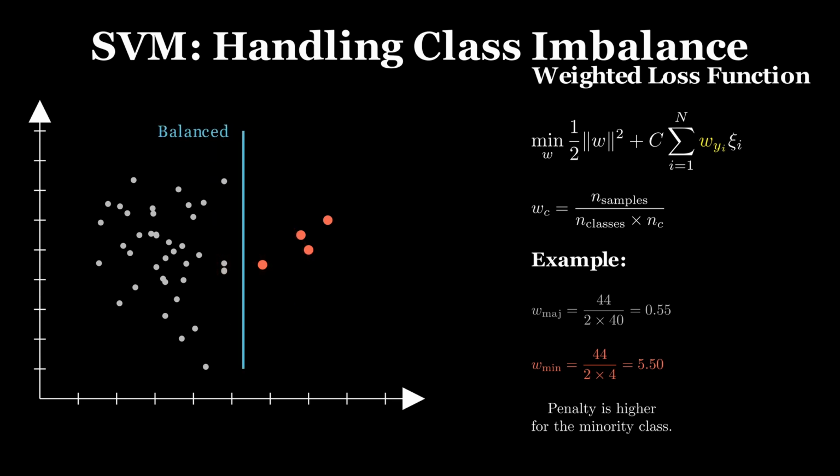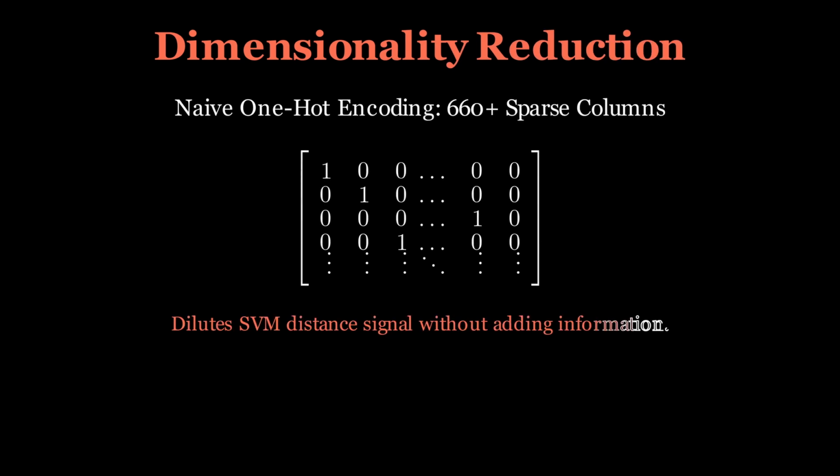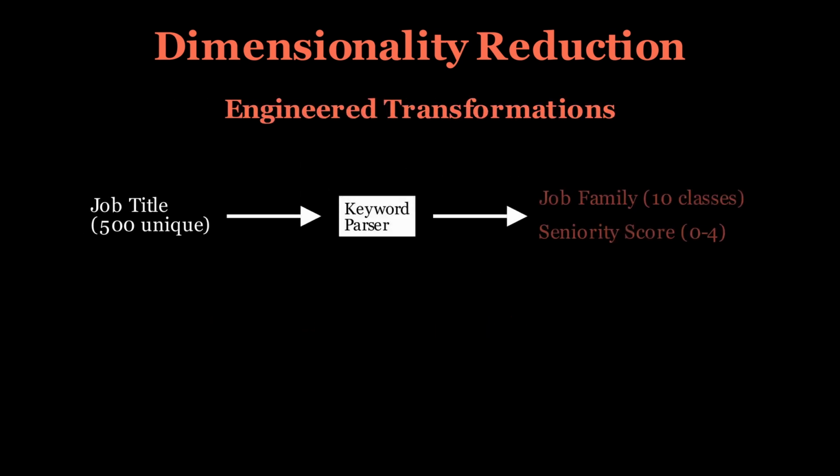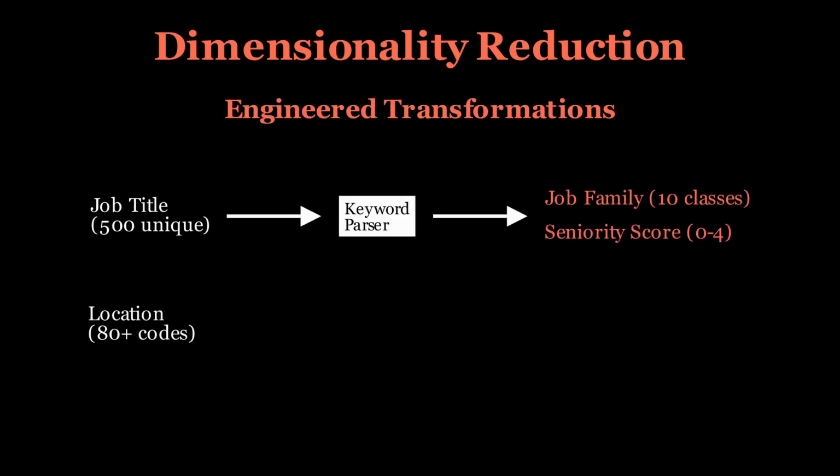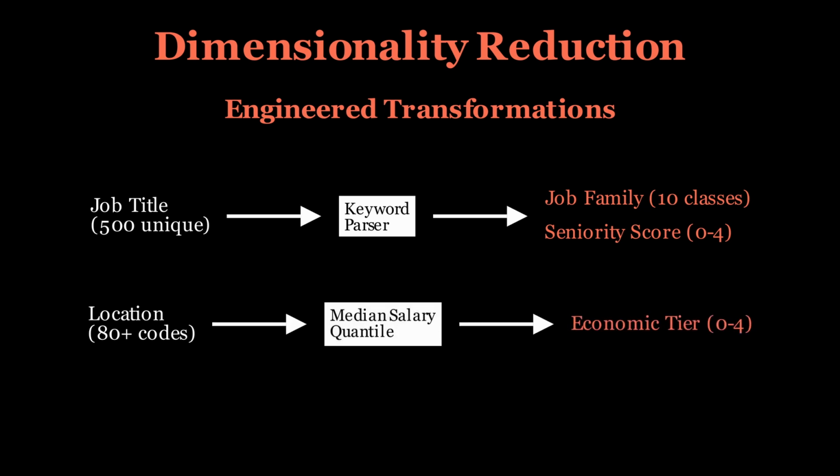Our fancy line with a margin also has a high cardinality problem. Rather than one-hot encoding everything, we replace these columns with compact engineered features using 2 custom transformers. One that uses keyword rules to group job titles into 10 families and assign a seniority score, and one that groups countries by their median training set salary and assigns each a tier between 0 and 4.